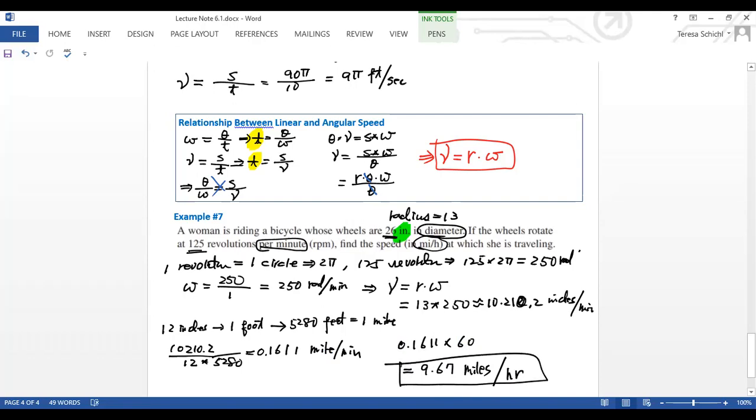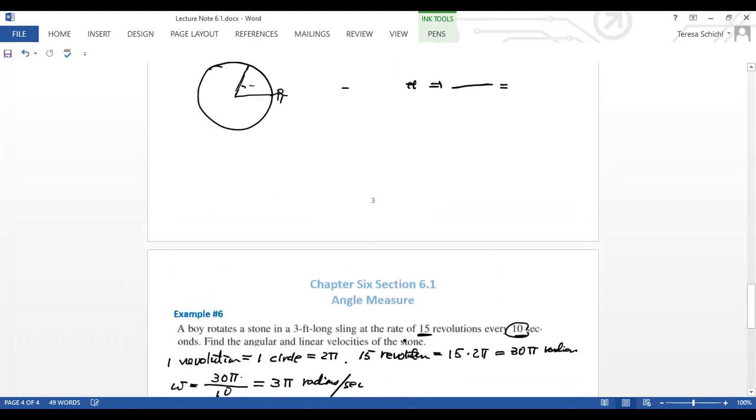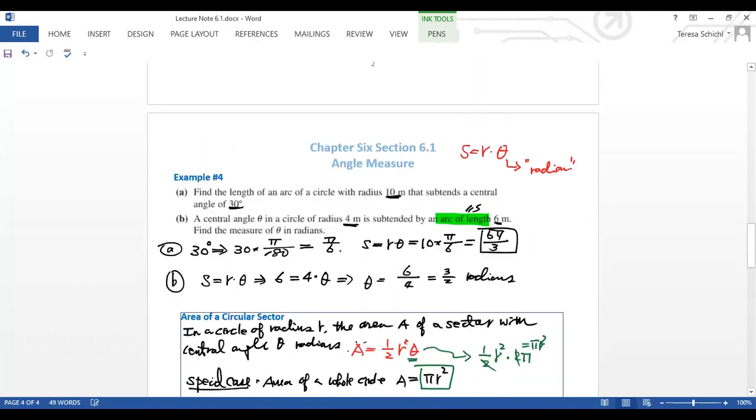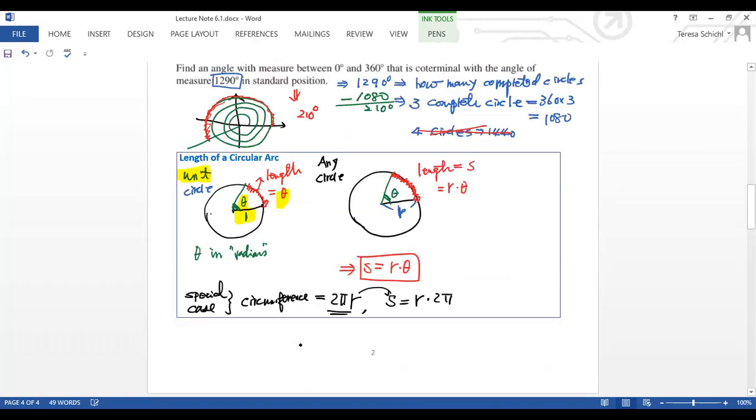Okay, so that's it. That's section 6.1. We talked about one very important measure of the angle, that is the radian, right? So the key formulas here, the angular speed, the linear speed and their relation, and how you find the arc length, are all highlighted in red. So make sure you remember those things, okay?